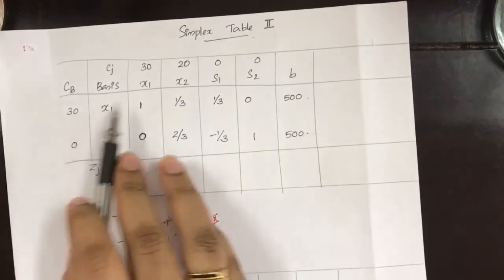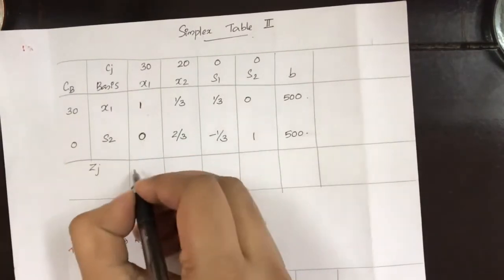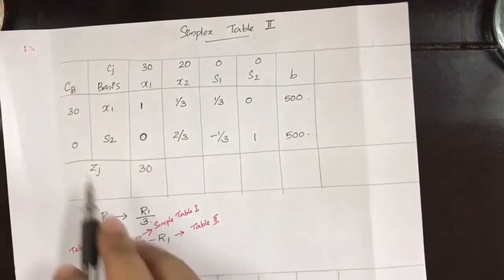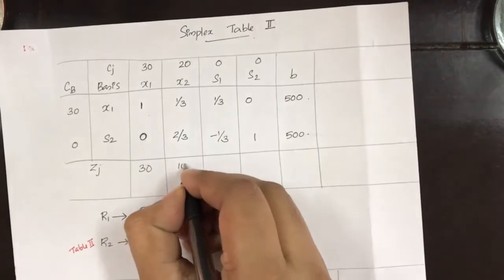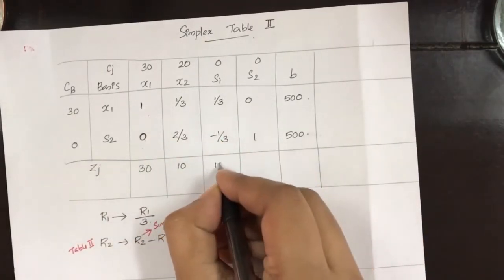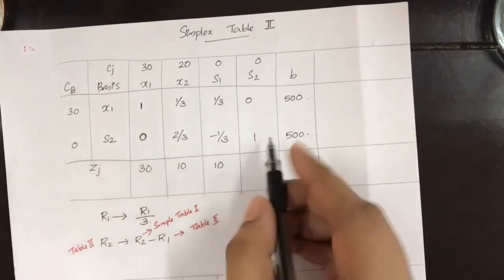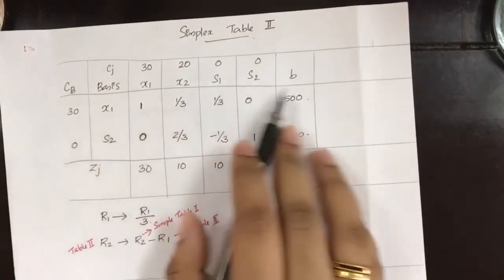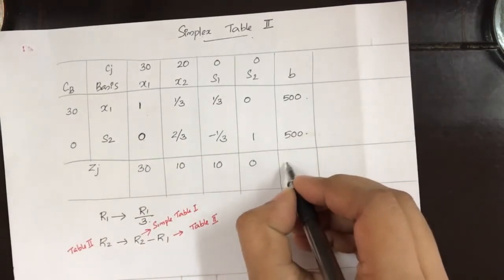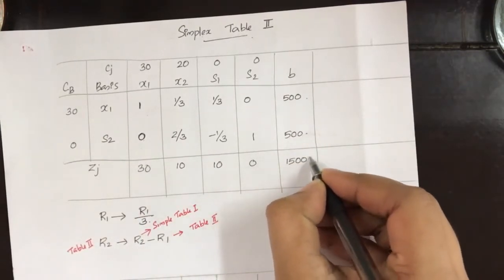Now, in the same method in table 1, I am going to find the Zj values. 30 into 1 plus 0 into 0, 30. 30 into 1 by 3, that is 10, plus 0 into 2 by 3, 10. 30 into 1 by 3 plus 0 into minus 1 by 3, 10. 30 into 0 plus 0 into 0. 30 into 500 plus 0 into 500, that is 15,000.